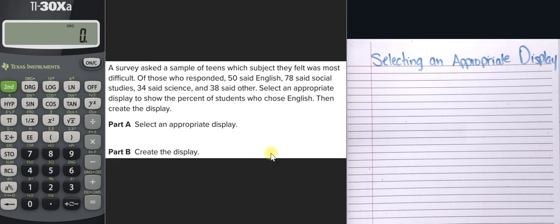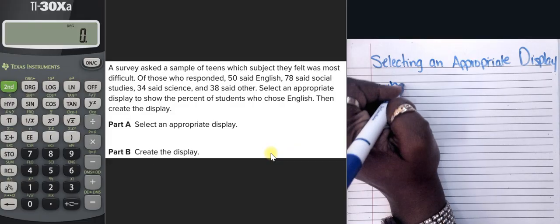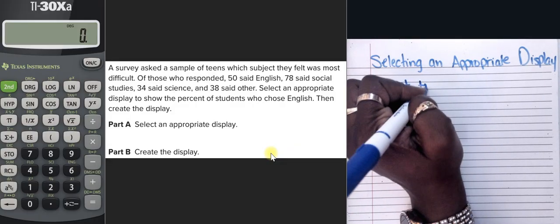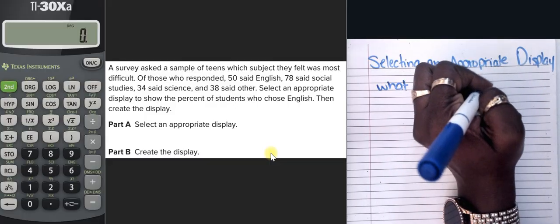So we're going to select an appropriate display to show the percentage of the students who chose English, and then we need to create the display. Looking at this information, there are two things we need to ask ourselves. What type of information do they give us? They give us numerical information, and so I'm going to put that on here.